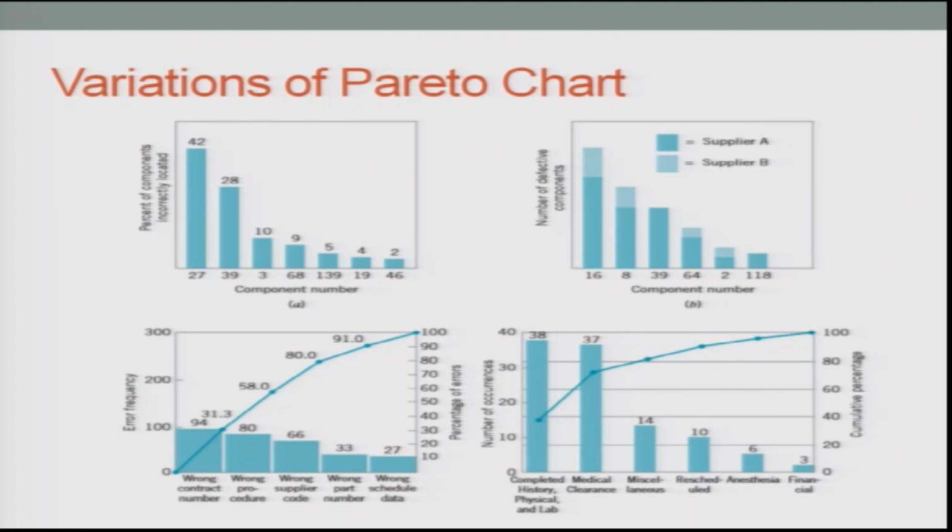In the second diagram you have again the components, and on the y axis you have the number of defective components. In the next two diagrams, where I am pointing my finger, the wrong numbers are on the x axis, and on the y axis you have the error frequency, and so on and so forth for the fourth diagram also.